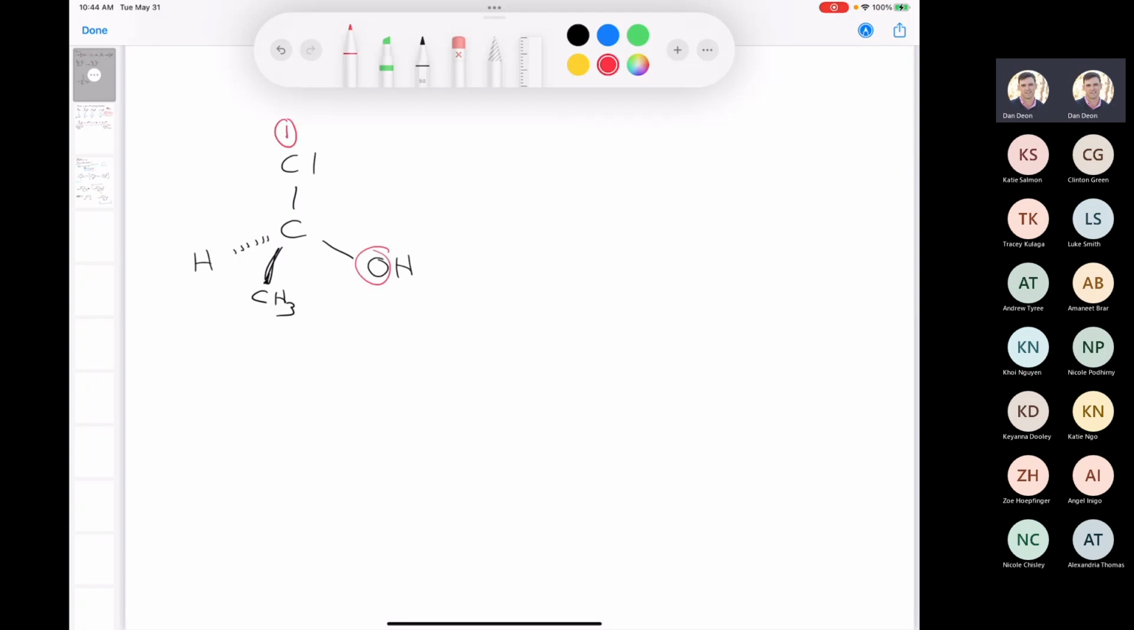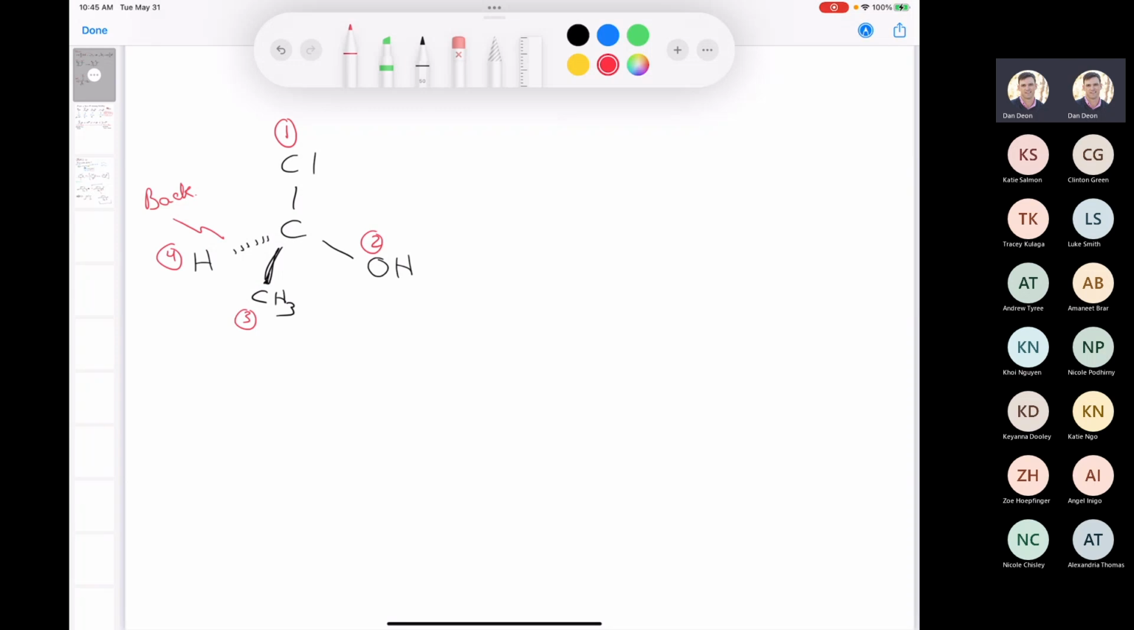The second highest, we have oxygen, carbon, and hydrogen. Oxygen has an atomic number of 8, so it's going to be number 2, and then carbon has an atomic number of 6, and so it's going to be number 3. The hydrogen is already going in the back, and it is the lowest priority. Whenever you have a hydrogen, if it's going in the back, you're good to go.